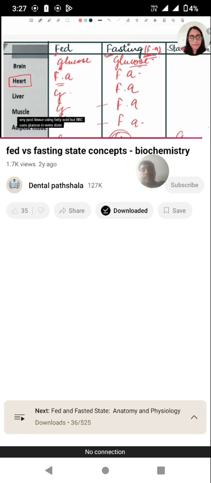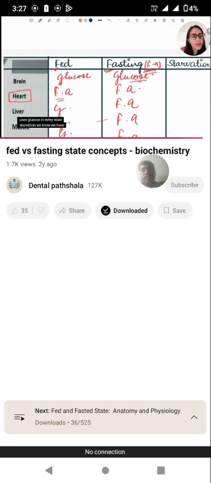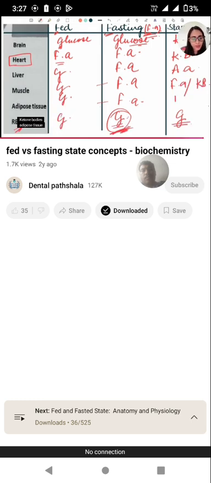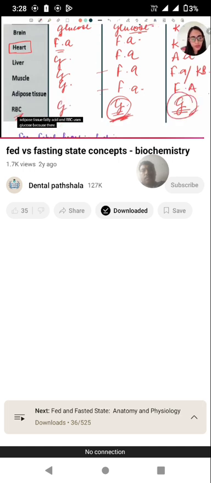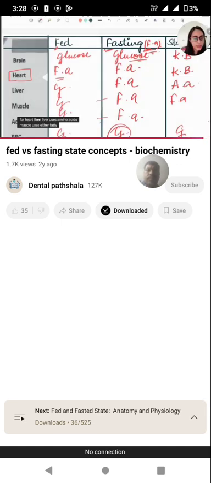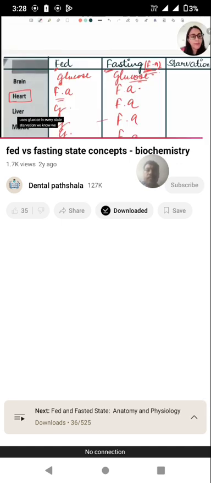Starvation, we know we have ketone bodies. So ketone bodies for brain, ketone bodies for heart, then liver uses amino acids, muscle uses either fatty acid or can use ketone bodies. Adipose tissue, fatty acid, and RBC uses glucose because there is no mitochondria, so they cannot use the ketone bodies.